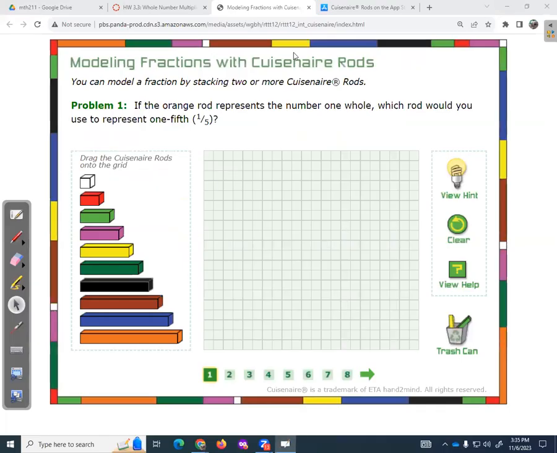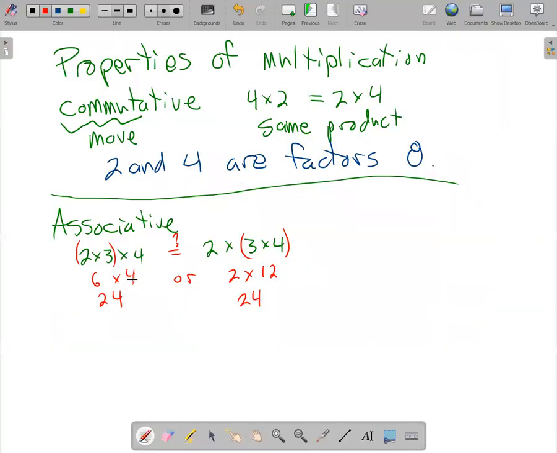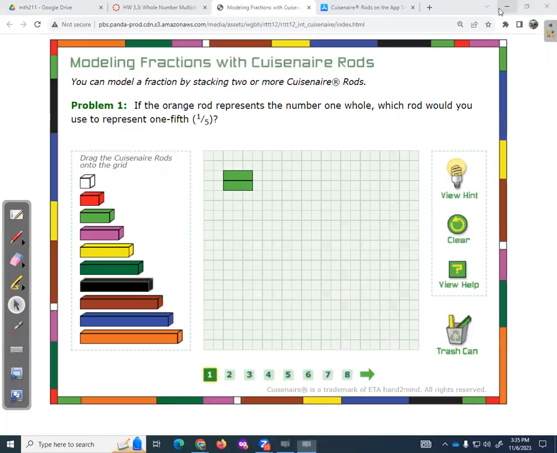So with the color rods, the first example says I have 2 groups of 3. So 1, 2, 3. There's one group of 3. Here's another group of 3. And then I want 4 groups of that. So there's another group and another group and another group. So this shows 4 groups of 2 groups of 3.